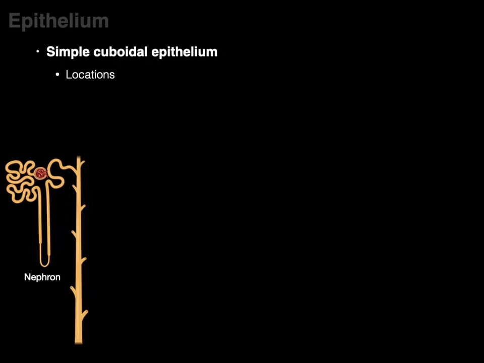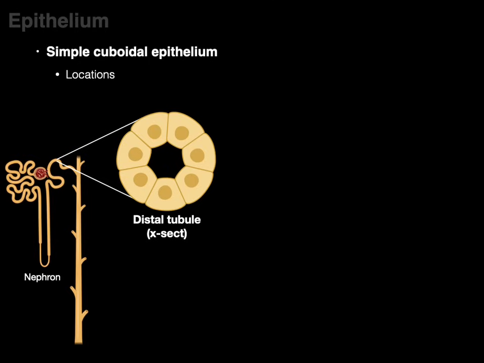The locations are like the nephron is a key place, like the tubules in cross-section.